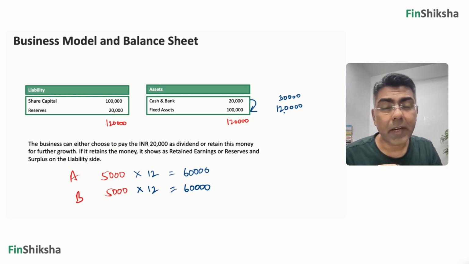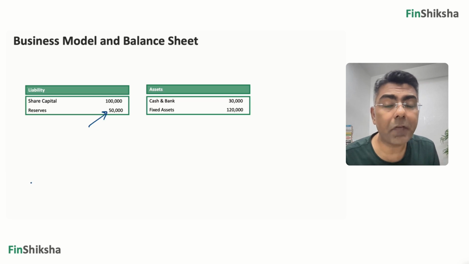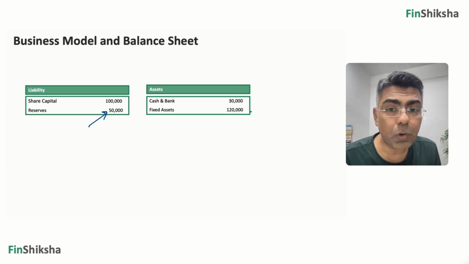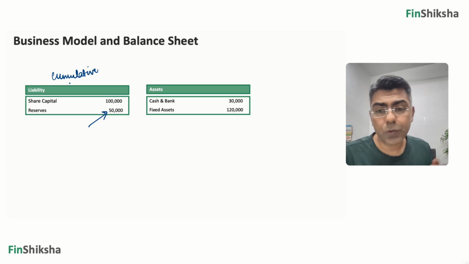On the liability side, last year's 20,000 was pending to be paid. Another 30,000 has, let's say, been reinvested in the business. So the balance sheet should appear like this, where the reserves will become 50,000. So there are two things that come out of it. One, on the balance sheet, things like the reserves are cumulative in nature. So they keep adding up. Last year's number plus this year's number plus next year's and so on and so forth.